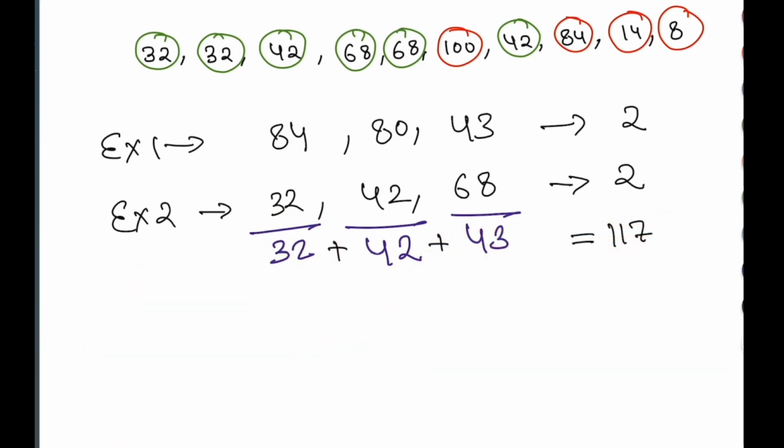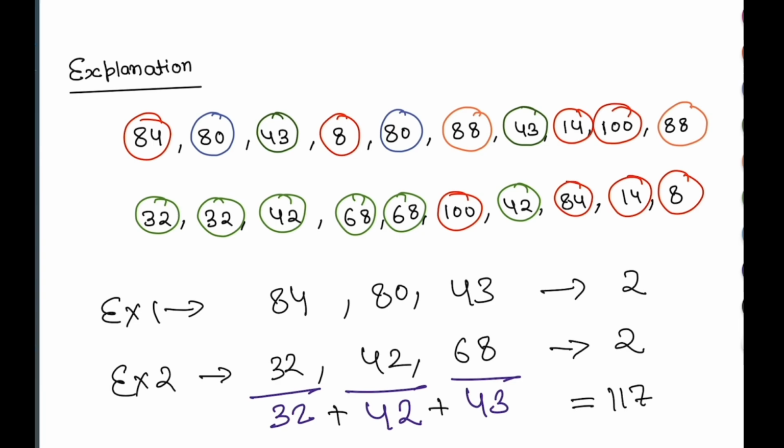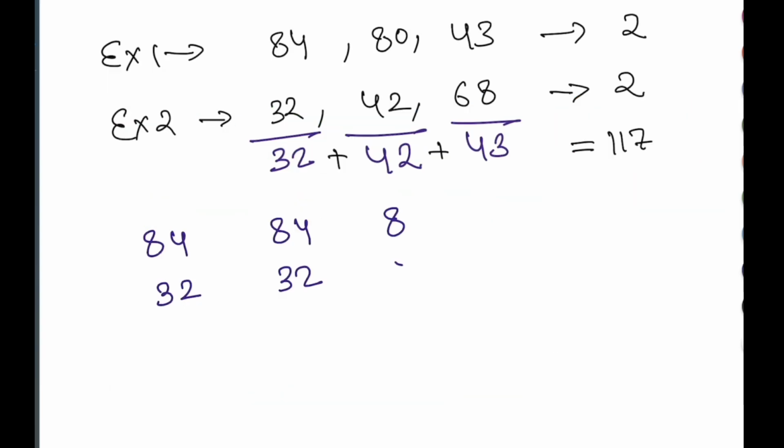Now, let me tell you a very important trick which you need to understand. Let us say the elements are 84, 84, 32, 32. We are not considering a very important element, and that is 8. And I will tell you why 8. But first of all, let's take this element 8. We have a 8 in the first basket. We have a 8 in the second basket, right? So we can take a 8 here and another 8 here, right?